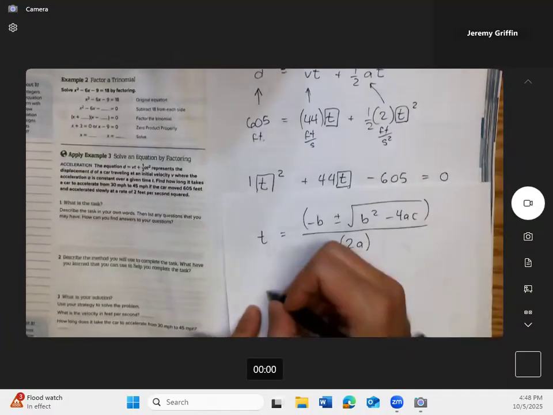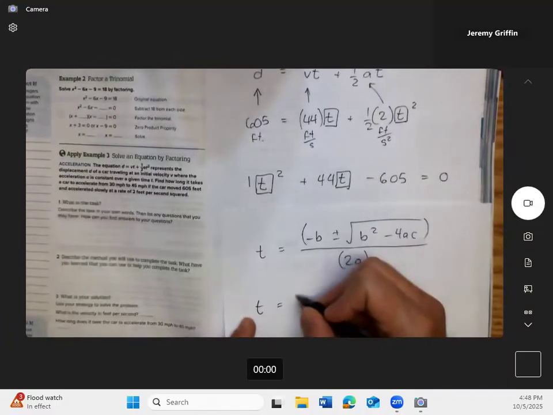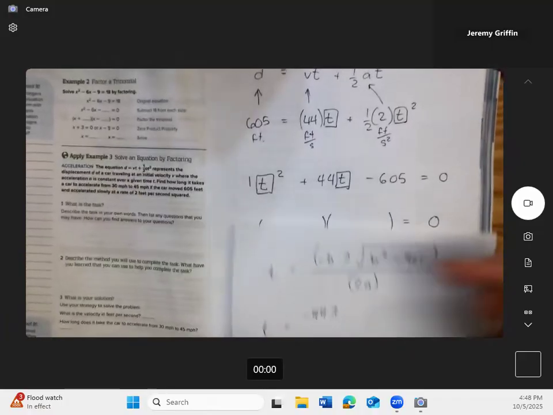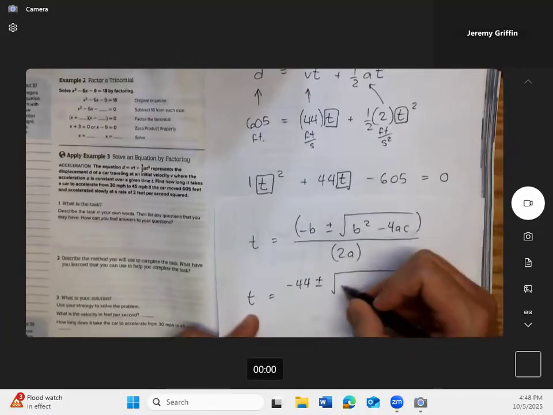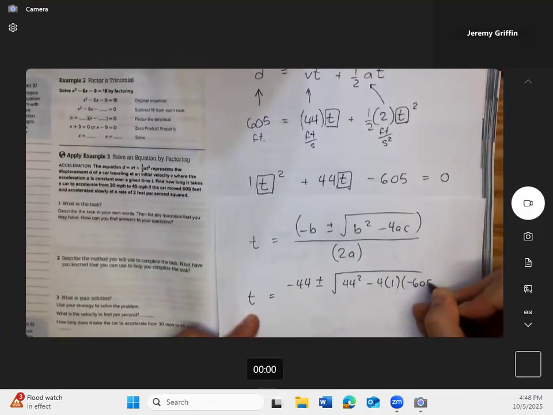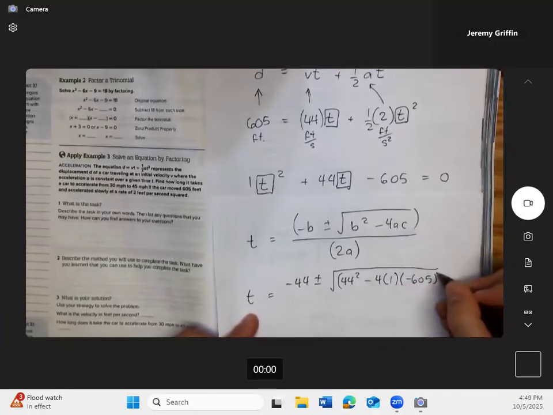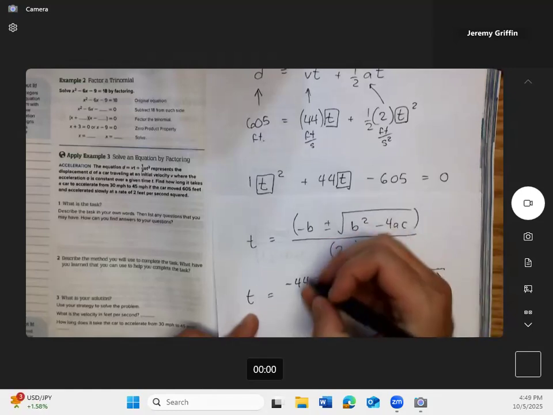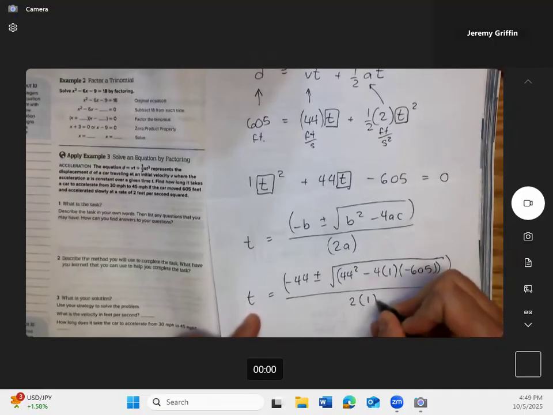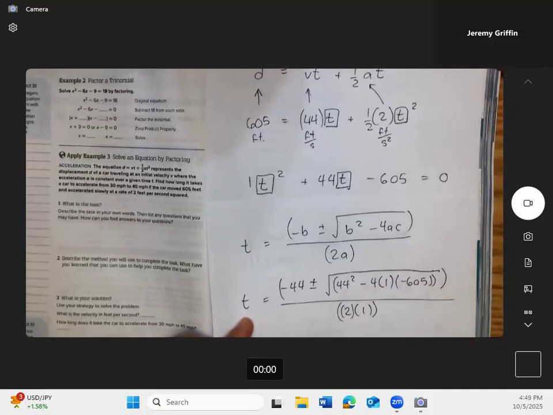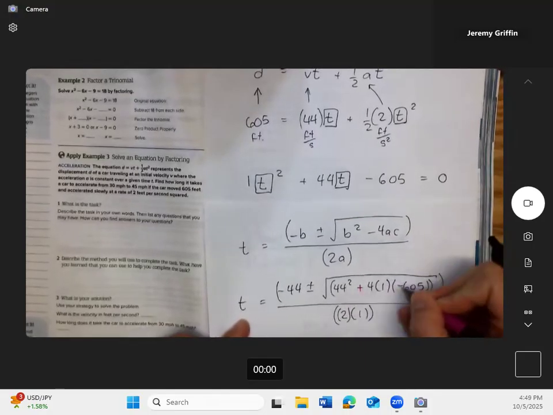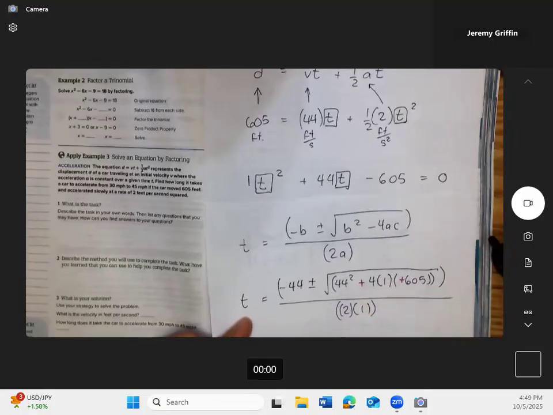So let's try that. Time equals negative 44, plus or minus, that's where I'll get two solutions, the square root of 44 squared minus 4 times 1 times negative 605. This is all in the radical, and this is all in the numerator, all divided by 2 times 1. If you see a double negative underneath the radical, it's saving some footwork in the calculator, since two negatives make a positive. That'll be nice.